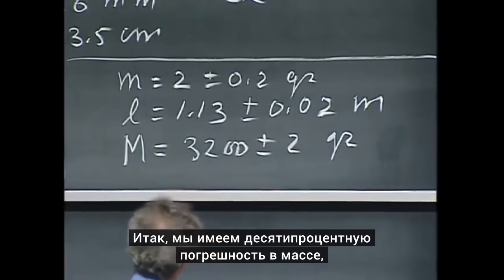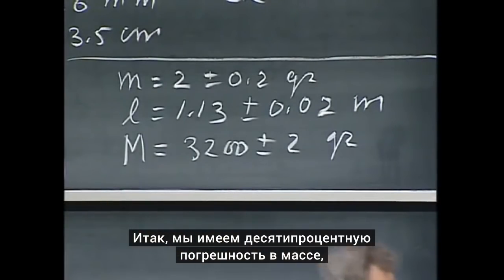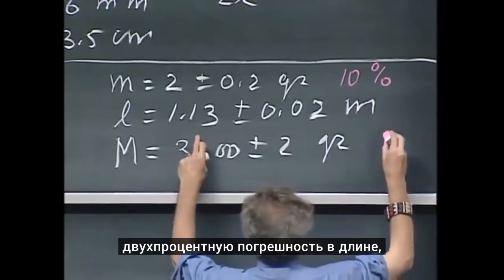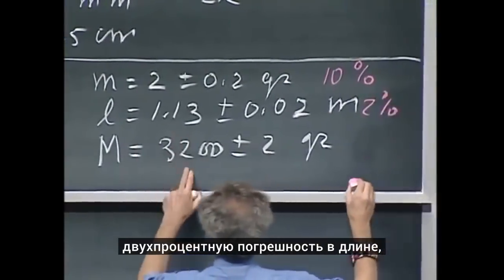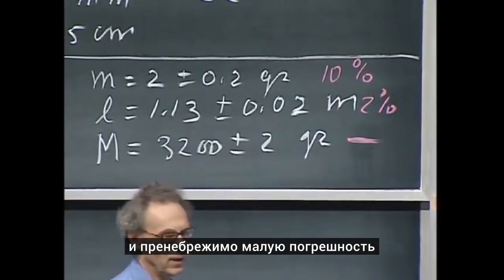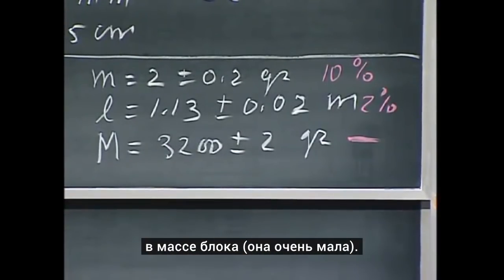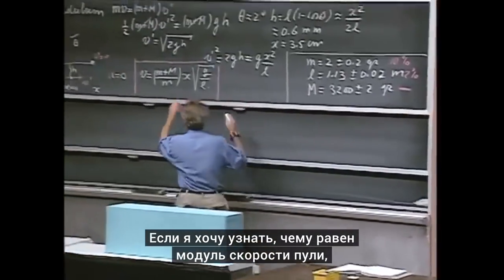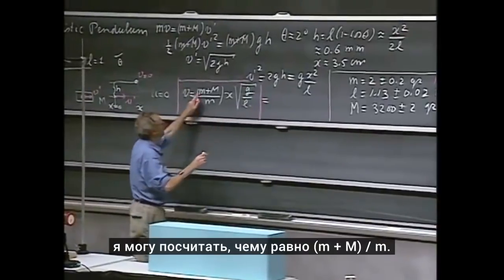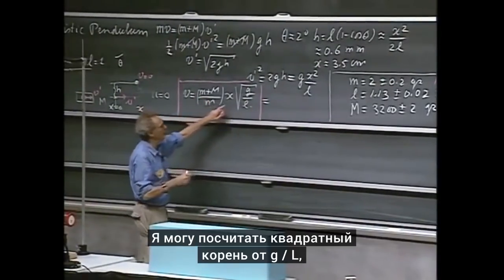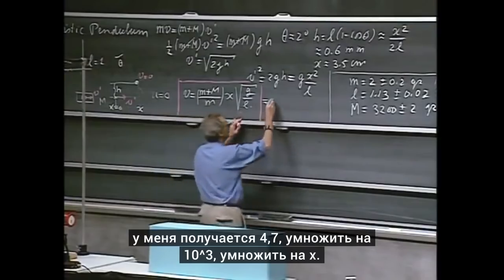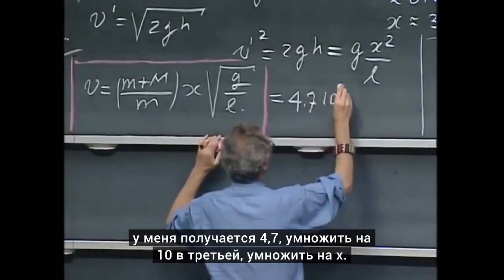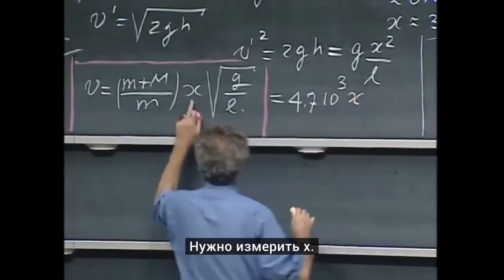So we have a 10% uncertainty in the mass of the bullet. We have a 2% uncertainty in the length. And we have a negligible uncertainty in the mass of the block. That's negligibly small. So if I want to know now the speed of the bullet, I can calculate what m plus M divided by m is. I can calculate the square root of g over l. And with those numbers, I find 4.7 times 10 to the third times x. We have to measure x.